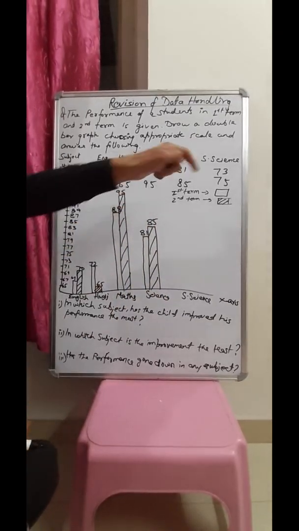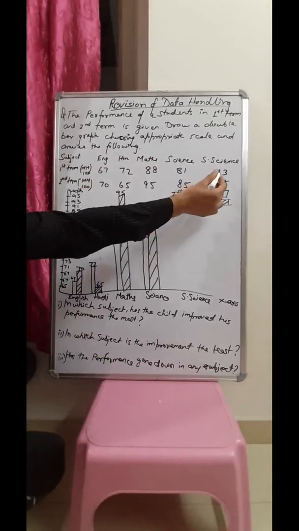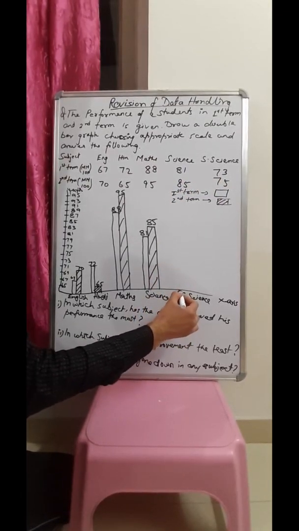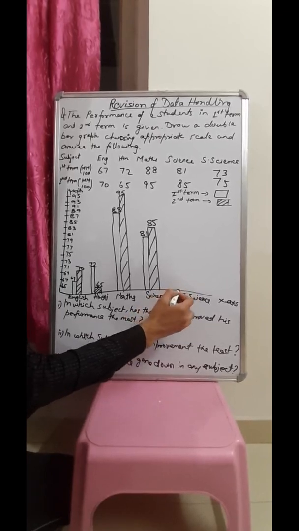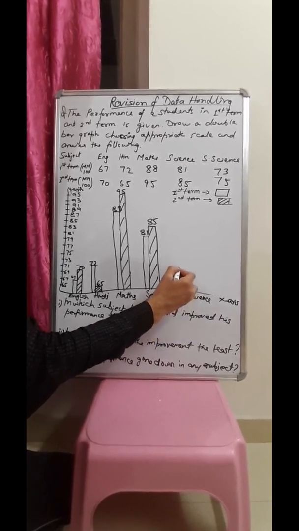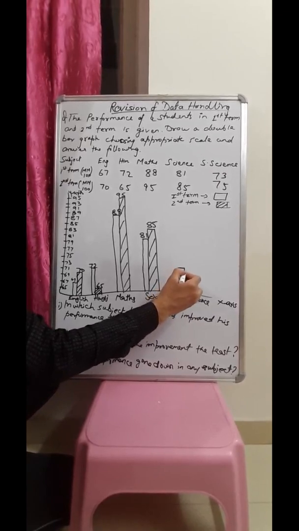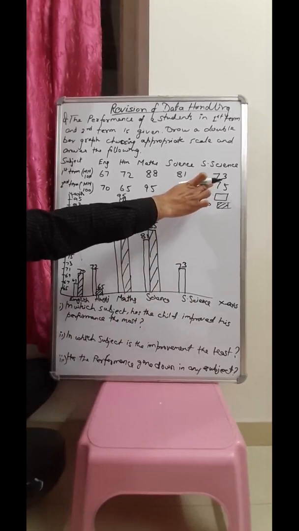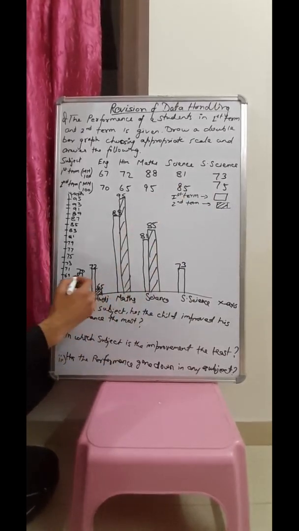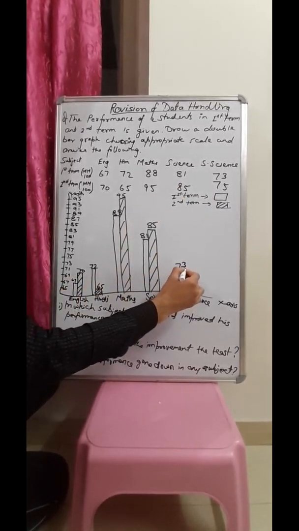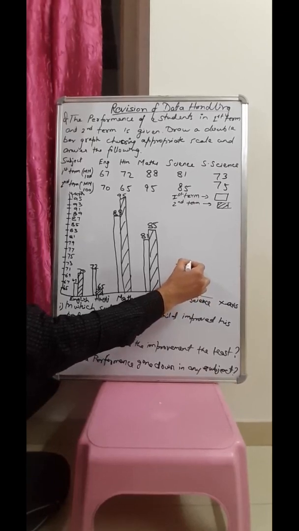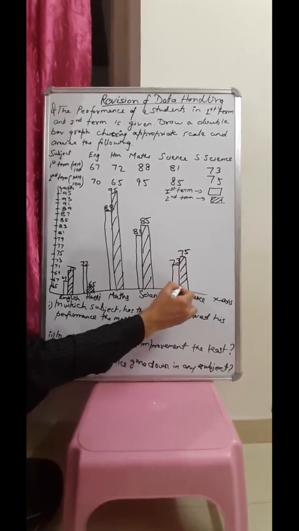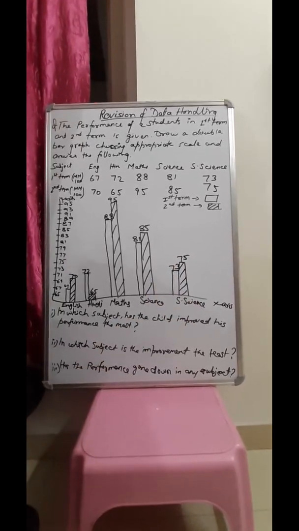And last is social science. In social science the first term is 73. So the bar will go up to, again leave one block and make a bar that will go up to 73. This is 73, and in the second term in social science it is 75. The bar will be shaded, that will go up to 75. This is 75. So this is your double bar graph of the second term.